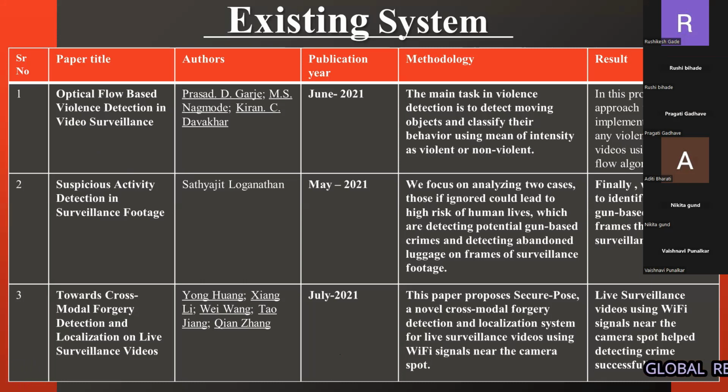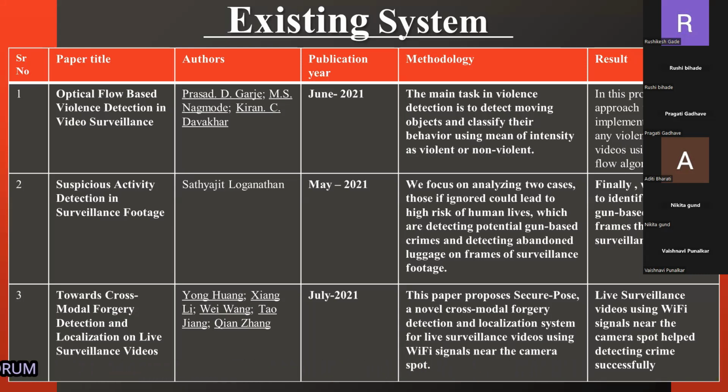The second is suspicious activity detection in surveillance footage. In this, it focused mainly on two types. It checked for harmful weapons like knives and guns, and also abandoned luggage frames, like whether any bomb or something hazardous is being placed.